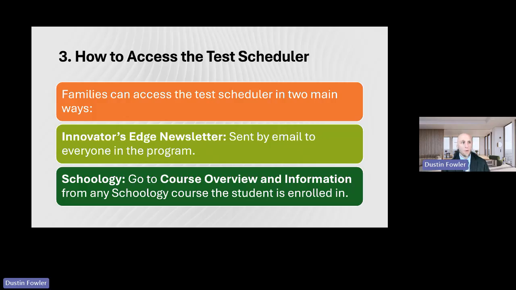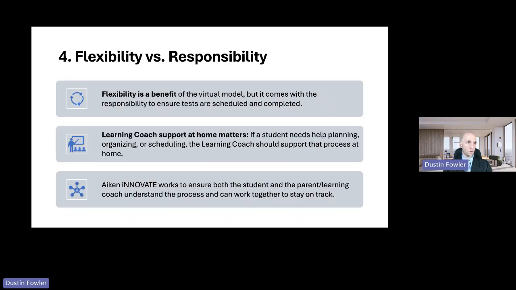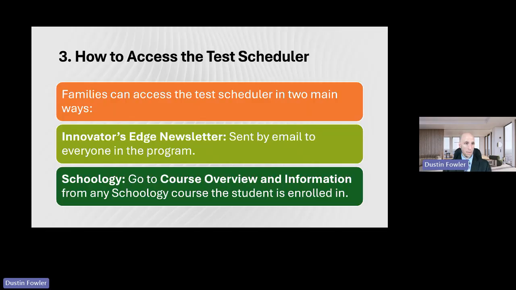There's two main ways. One is through the Innovator's Edge newsletter. So if you are part of this program, doesn't matter if you started Monday or if you've been with us since the beginning of time, you should be getting this newsletter every Sunday afternoon. It's usually sent about 6:15. The other place you can access the test scheduler is in any Schoology class. Any student should have teachers there using Schoology, and we keep the test scheduler in the test overview folder, or the course overview and information folder.